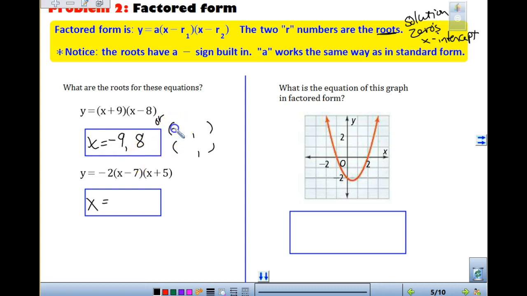How would I write it as an ordered pair? Negative 9, 0 and 8, 0, right? Devin, how about the next one? What are my solutions looking like? 7 and negative 5. Again, if I wanted to write it as an ordered pair, I could have the ordered pairs 7, 0 and negative 5, 0.